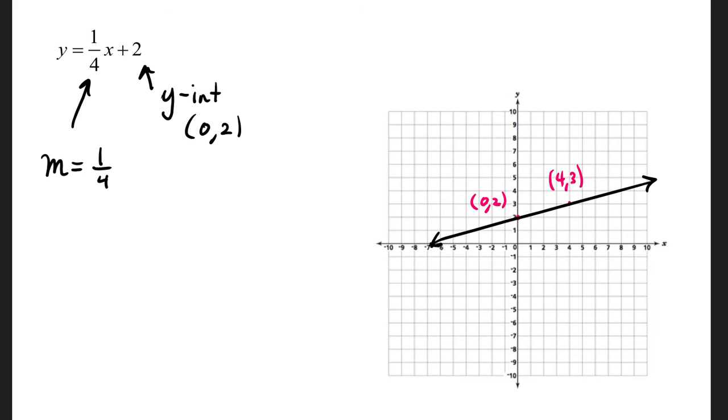Y equals 1/4 x plus 2. 1/4 is our slope. 0, 2 is our y-intercept. Plot the point 0, 2, and then from there, if you go up 1 over 4, you will find another point on your line. Connect, and you've got the graph of this linear function. If you wanted to double check that this second point is right, if x equals 4, 1/4 times 4 is 1, plus 2 is 3, and that's our y coordinate.